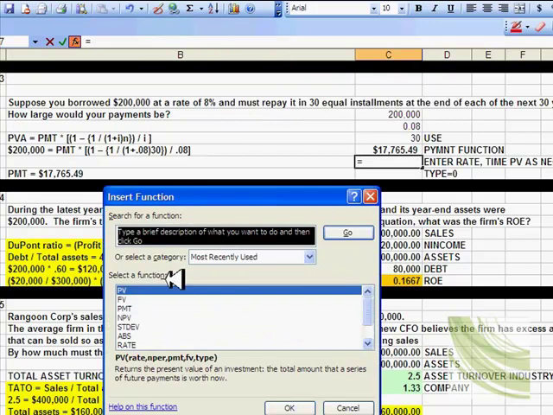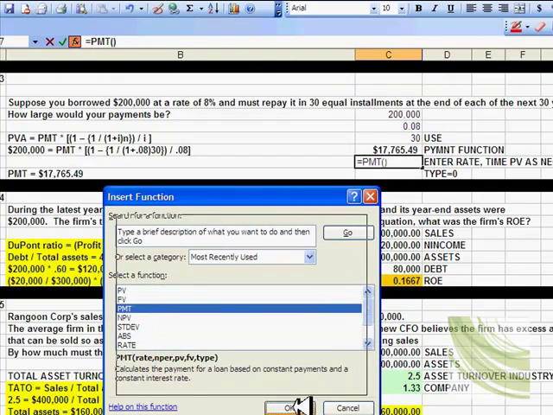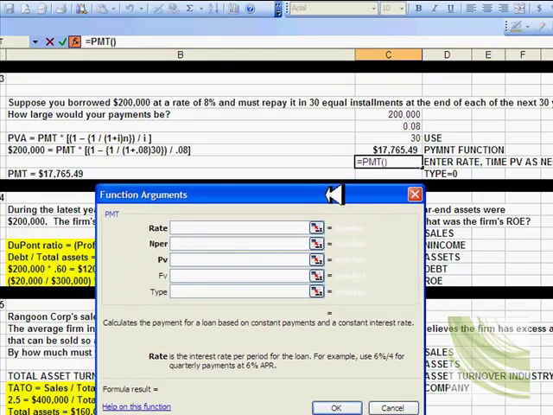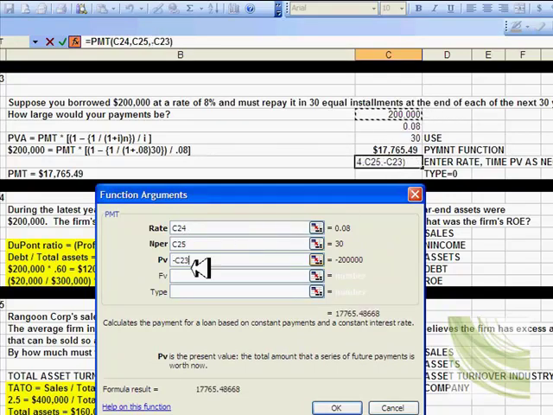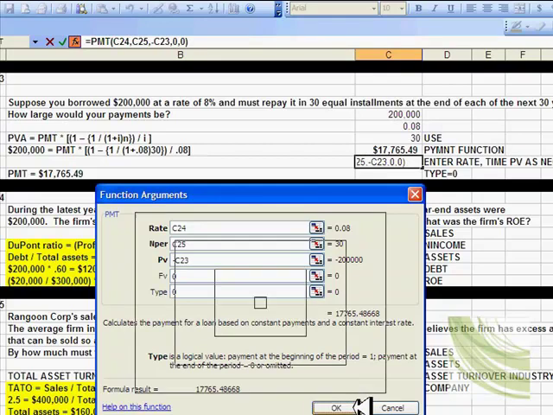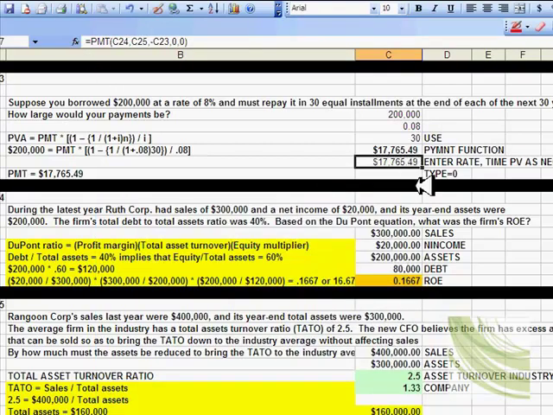So highlight this and figure out your payment. Click on more functions, click on payment and say OK. The payment window will open up. For the rate, you just use the 8. Nper is 30. Present value is how much you borrowed, so put a negative sign and put that. Future value is 0. Type is 0 and say OK. So this is the amount that you would have to pay per period if you borrow 200,000 at a rate of 8%. So let me delete that.